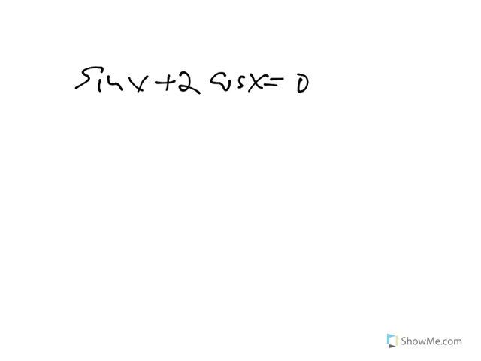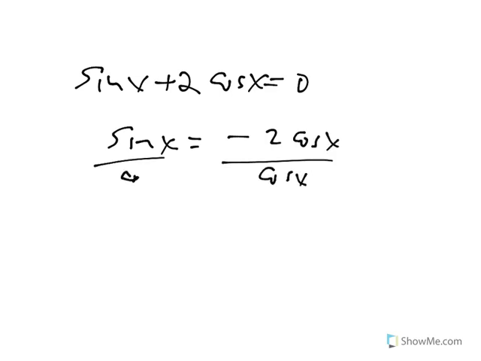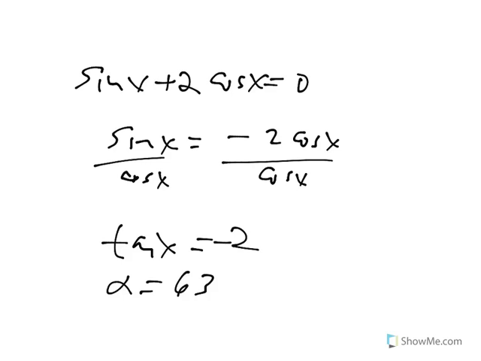Here's an equation that looks really difficult. The trick to it is going to be to subtract 2 cosine x from both sides and then divide both sides by cosine x. And this becomes tangent x equals negative 2, which we saw before had a reference angle of 63 and 2 answers. Tangent is negative in quadrants 2 and 4, so 117 or 297. So this isn't a quadratic, but still a more complicated equation that's got 2 different trig expressions.